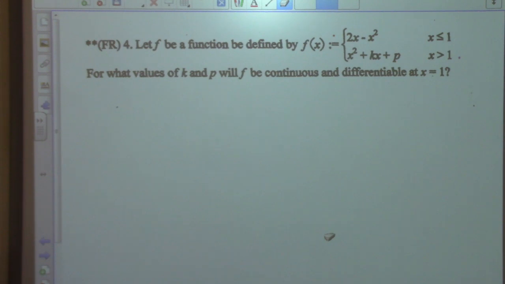Now this one here, just take a few minutes and try to do this one, and I'll show you. This one's kind of cool when you work it out. Set up the continuity first, and then you can set up the differentiability on the right. But just try working on this a little bit. I'll come back to help you with it.